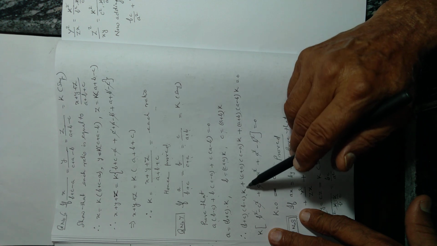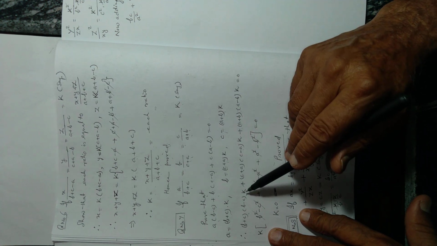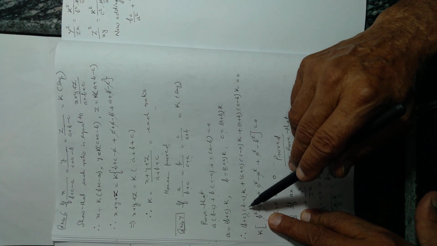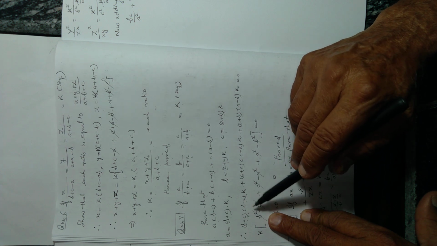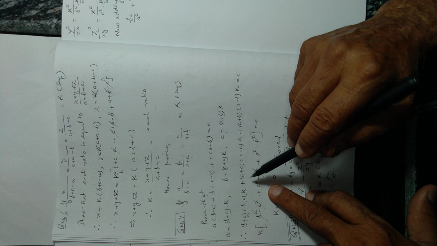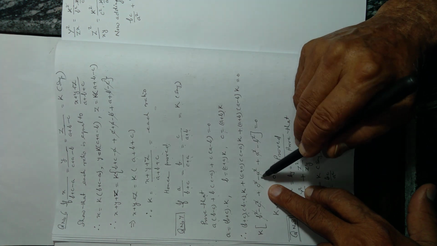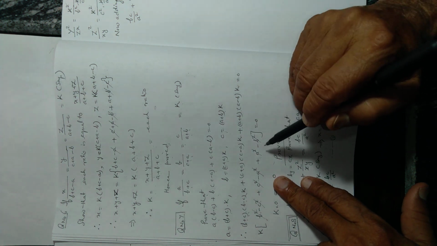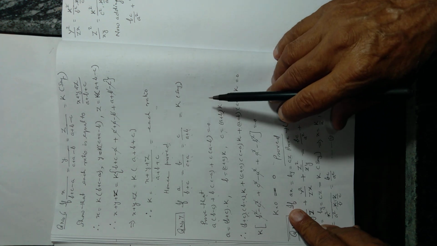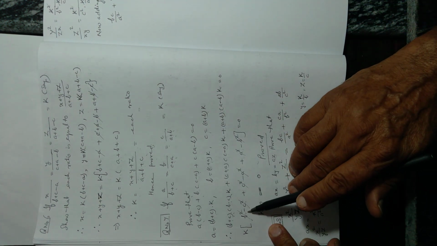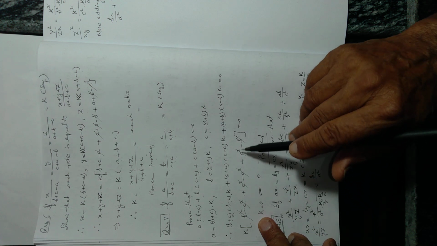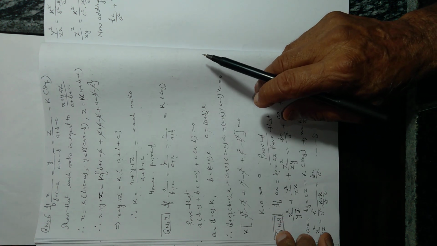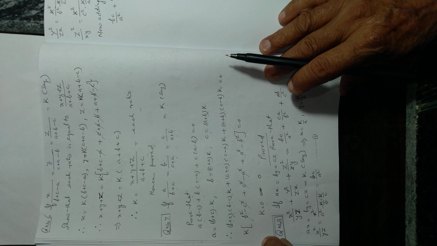Now take k common from these three terms, and inside the bracket you see b plus c into b minus c, that will be b square minus c square. c plus a into c minus a will be c square minus a square, and a plus b into a minus b will be a square minus b square. So we are getting that all these terms are cancelled. So k into 0 is equal to 0, hence it is proved that the right hand side will be equal to 0. Now question number 8.